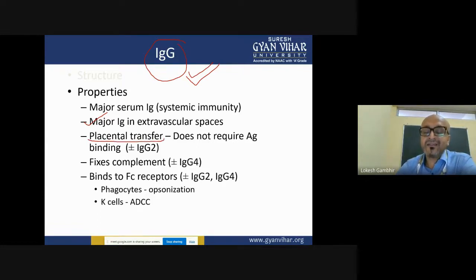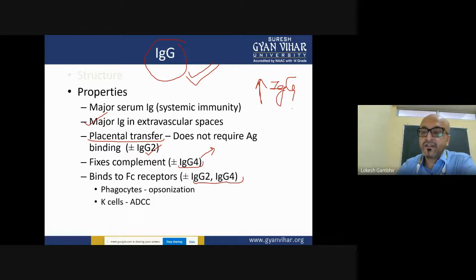this particular IgG can cross the placental barrier. Among the subclasses, IgG3 is responsible for activating the complement system, and IgG2 and IgG4 both can activate phagocytosis. They can activate the natural killer cells. They can activate the antibody-dependent cell cytotoxicity pathways. All those pathways, of course, you'll be reading in detail, but you have to understand first that in serum the major immunoglobulin is IgG.